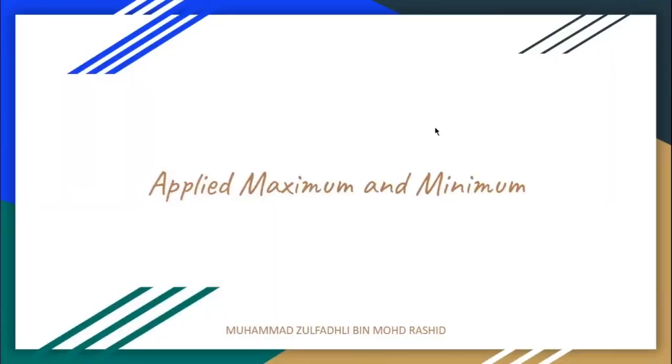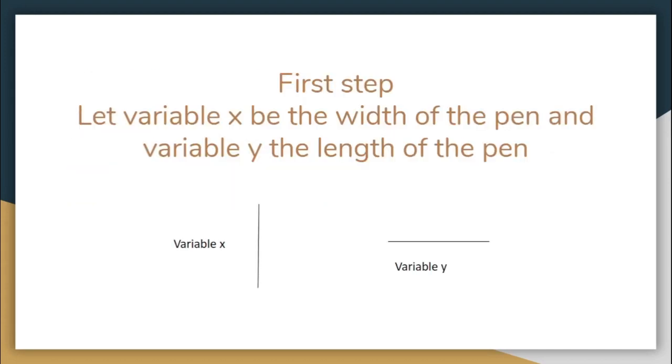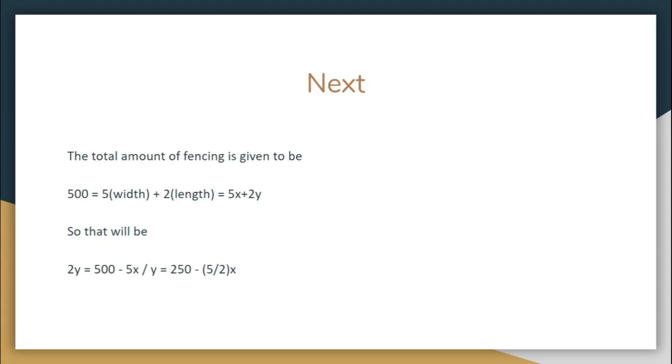Apply maximum and minimum. What to solve? How to build a rectangular pen with 3 parallel partitions using 500 feet of fencing, to find what dimensions will maximize the total area of the pen. First step, let variable x be the width of the pen and variable y the length of the pen. Next, the total amount of fencing is given to be 500 equal to 5 widths plus 2 lengths, which is 5x plus 2y.